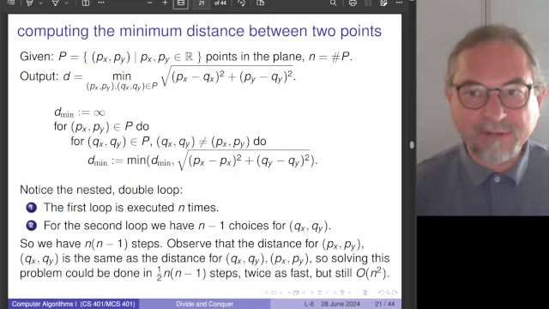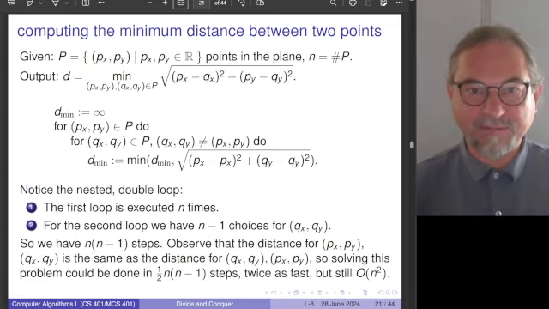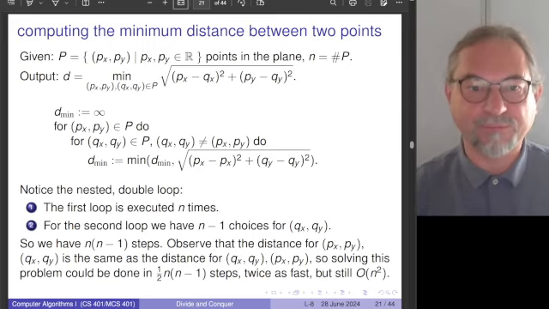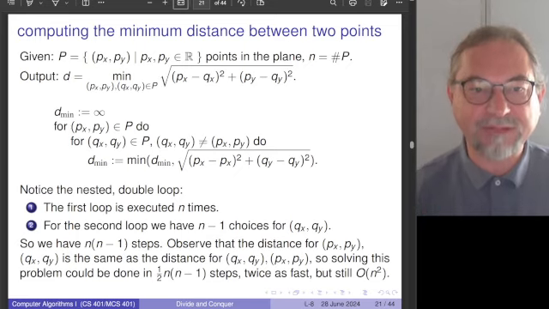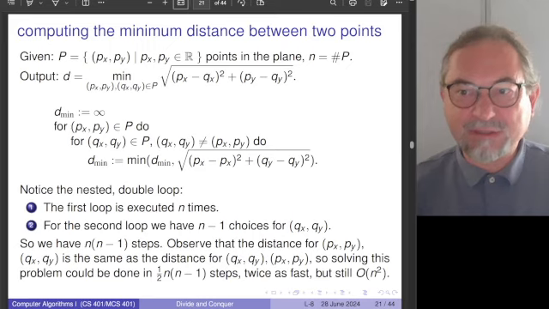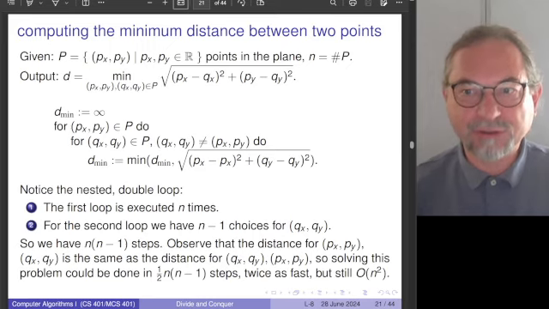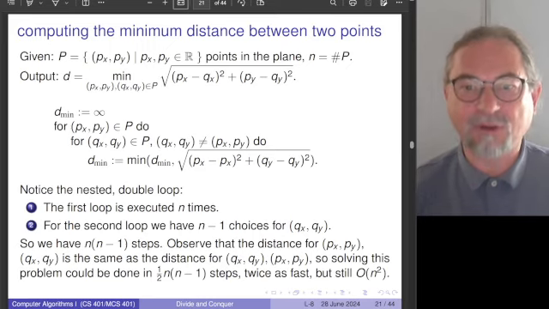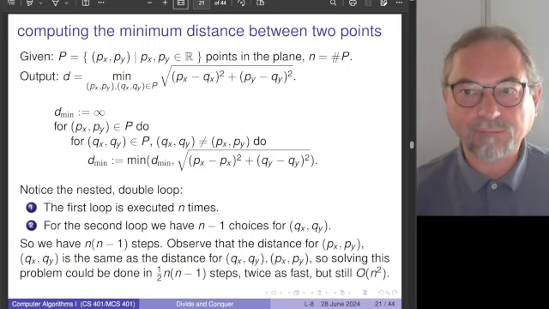So observe that if you have compared the first point with the second point, you no longer have to compute the distance of the second point to the first point. So you can actually cut half of the steps, but that would still give you a worst case upper bound of n squared.